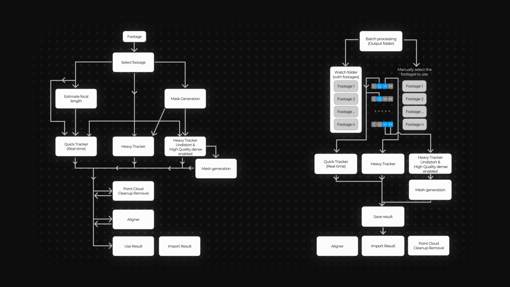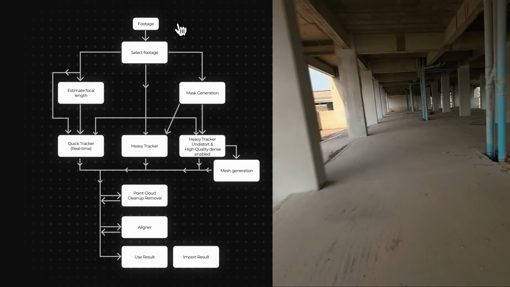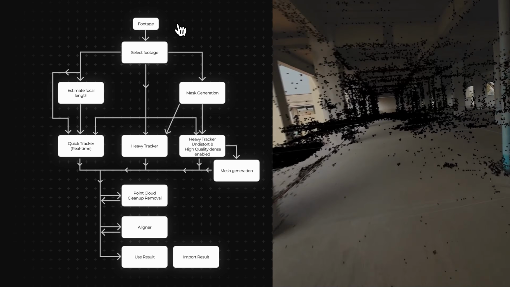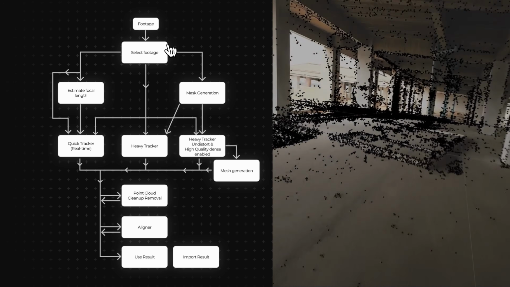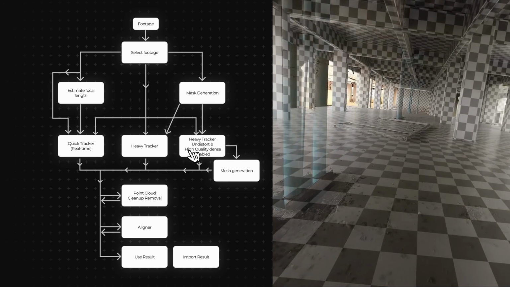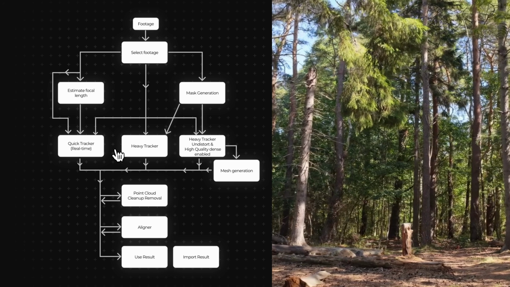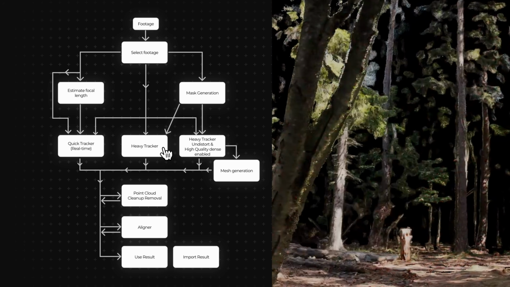Before we start tracking, here's the big picture of how MotionMaster 3D works. There are two workflows. The first is the single footage workflow, where you work on one sequence at a time. You load your footage in the Select Footage panel, then you run an operator, which is simply a tool you run from its panel. You can use Quick Tracker for real-time tracking, or Heavy Tracker for the most robust solve.